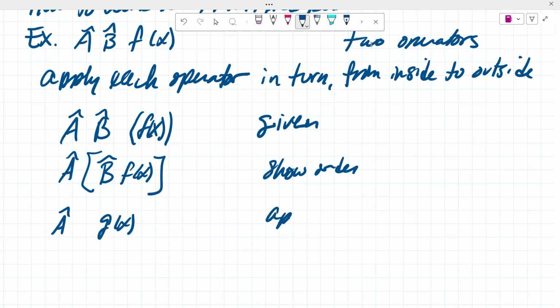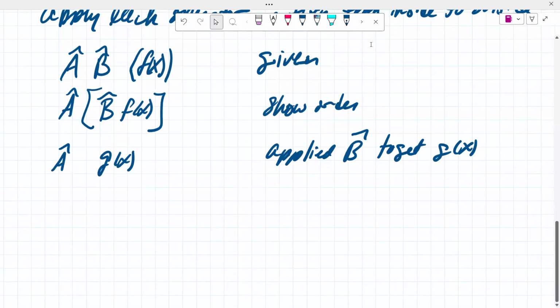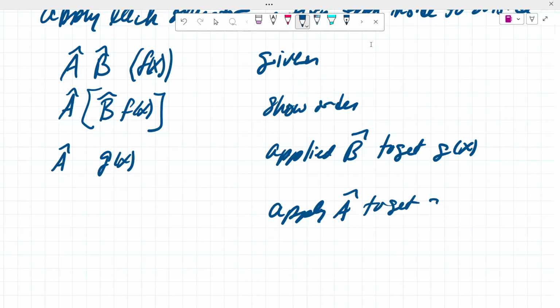So we applied B hat to get g of x, some new function, and now we have A hat g of x. And now we would apply A hat, which is going to give some h of x. Right, so that operates on it, and we should all have equal signs. H of x. Okay.